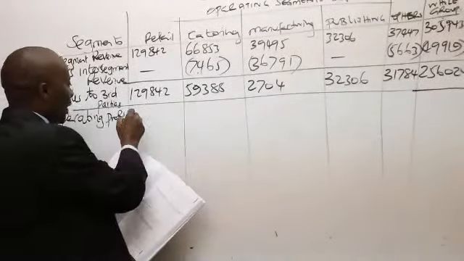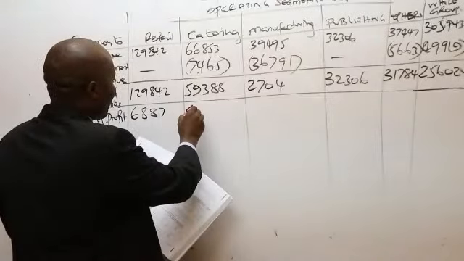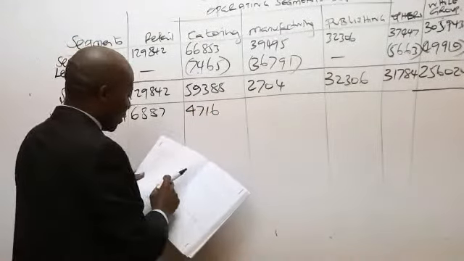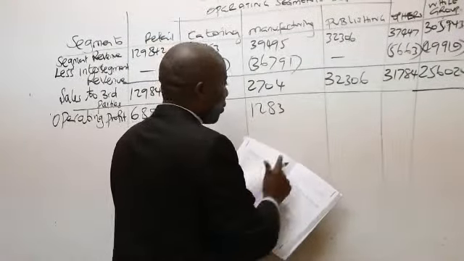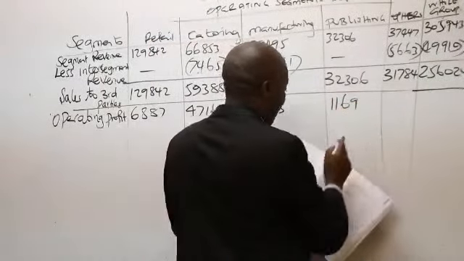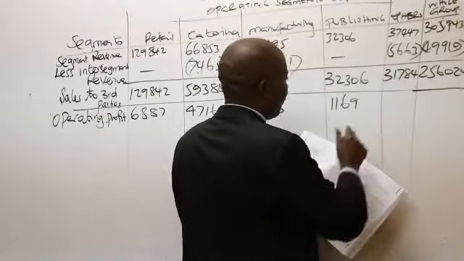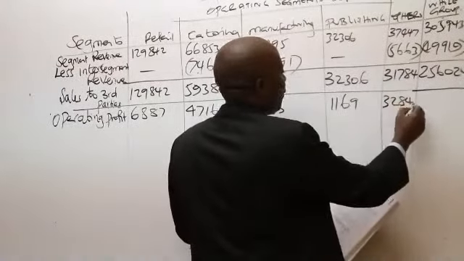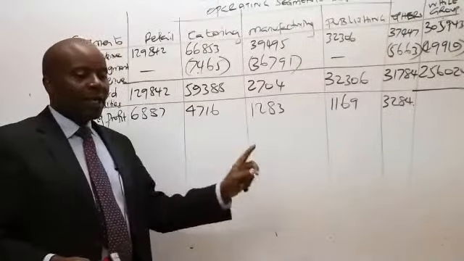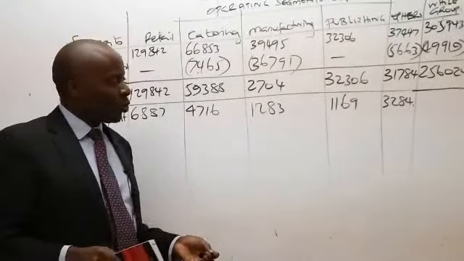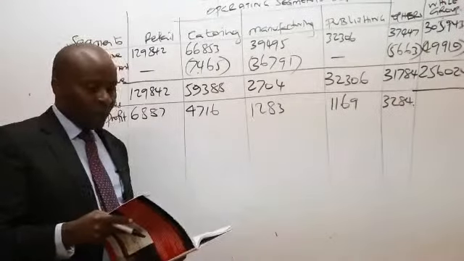So this is 68.87. We have 47.16, 12.83, 11.69, and then we have others, 32.84. Great. So could you kindly give me the total?